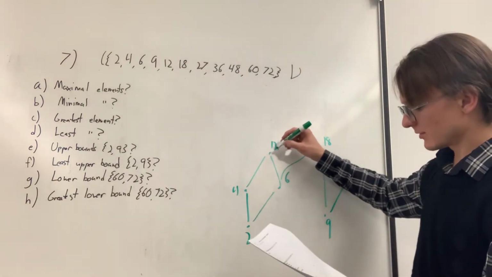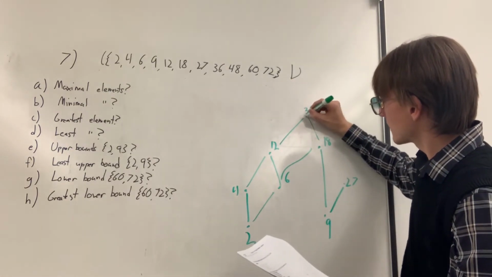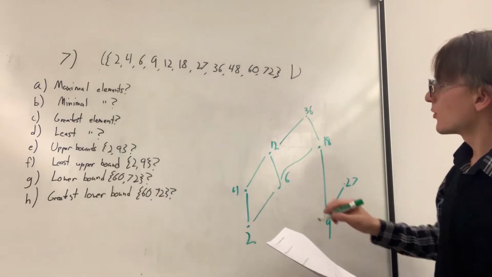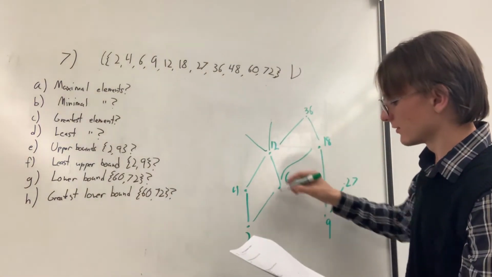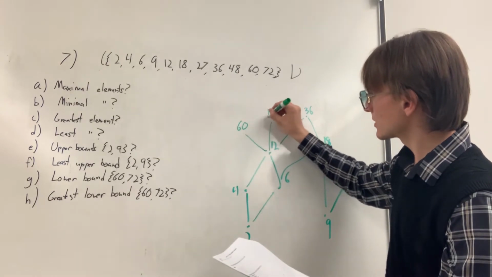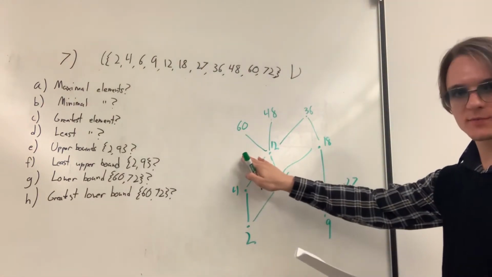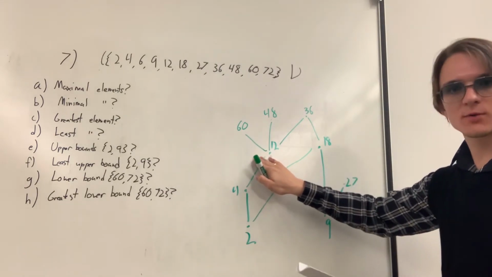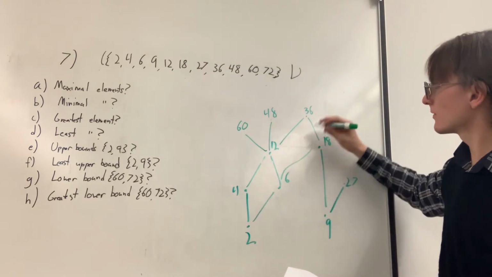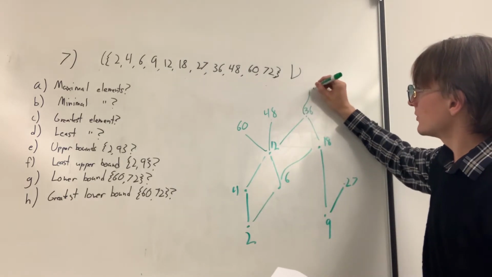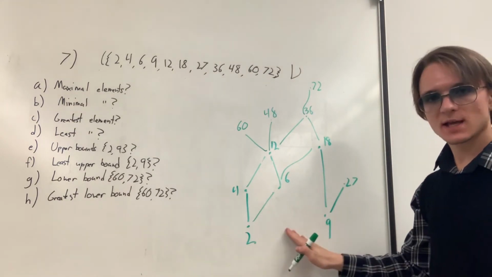36 is divisible by 18 and 12. 48 and 60 are both divisible by 12. Now, of course, they're also divisible by everything below 12, but at the highest level, they are both divisible by 12, so we only add an edge from 60 to 12 and from 48 to 12. Similarly, 72 is divisible by 36 at the highest level. So we have this Hasse diagram.